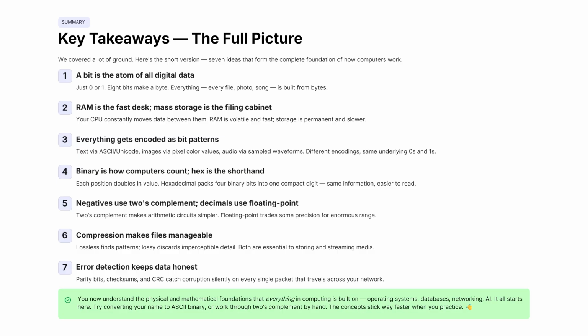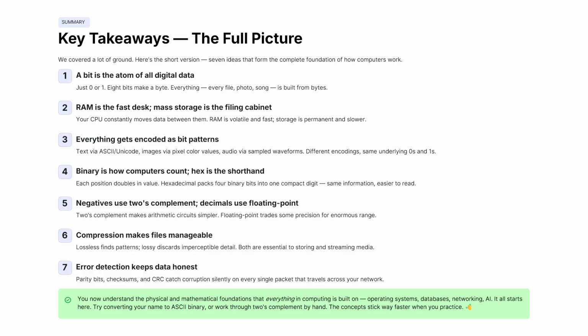Okay, let's bring it all home. We covered a lot of ground today. Here's the short version. Key takeaways. A bit is the atom of all digital data. Just 0 or 1. 8 bits make a byte. Everything is built from bytes. RAM is your computer's fast, temporary workspace, like a desk. Mass storage is the permanent filing cabinet. Your CPU constantly moves data between them.